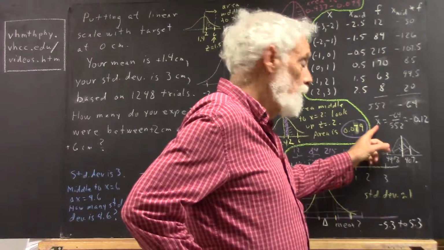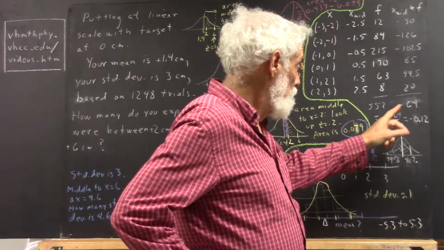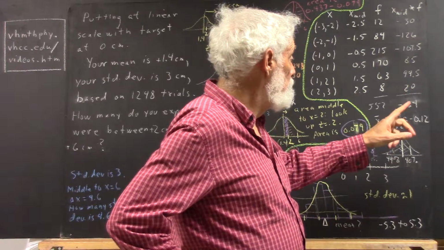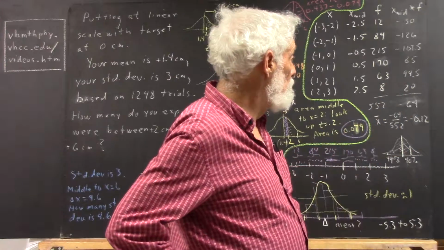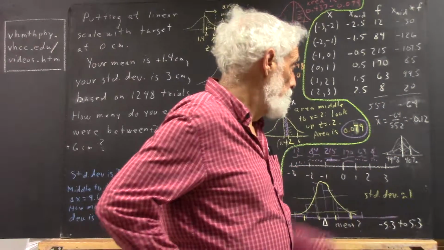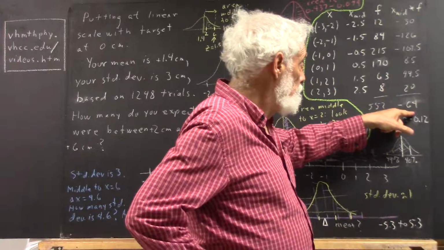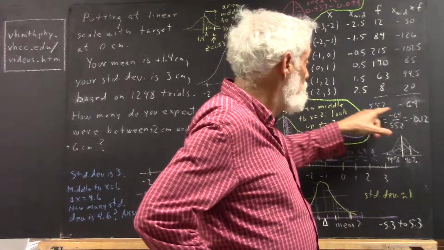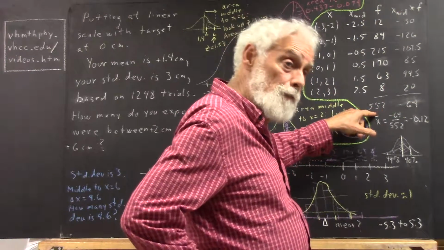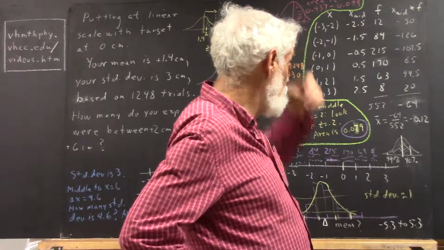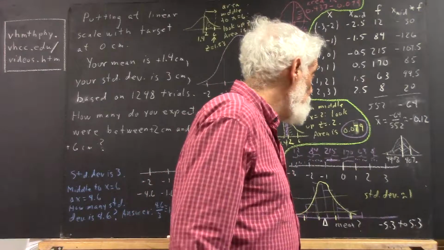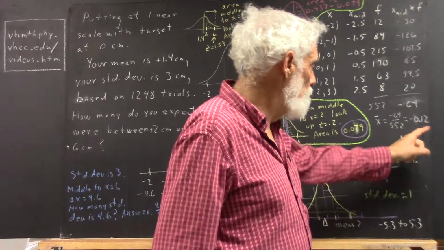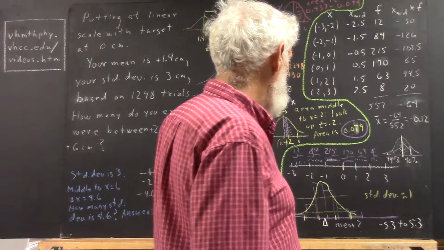And then we calculate our mean by dividing the total of all these by the number of occurrences, the 552 occurrences. And we get -0.12. So we have now a distribution with a mean of -0.12.